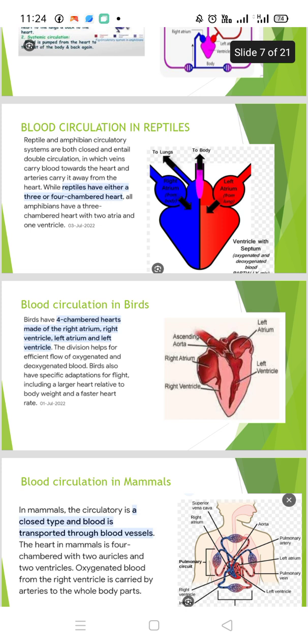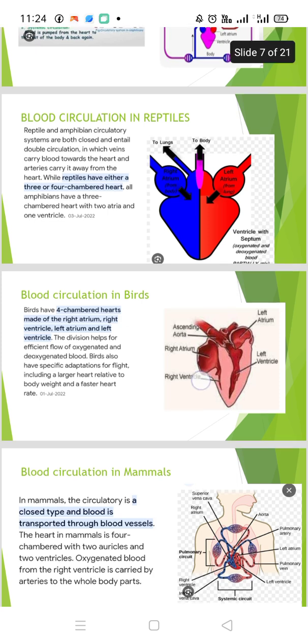Birds have 4 chambered hearts made up of the right atrium, right ventricle, left atrium and left ventricle. This division helps for efficient flow of oxygenated and deoxygenated blood. Birds also have specific adaptations for flight, including a larger heart relative to body weight and a faster heart rate.